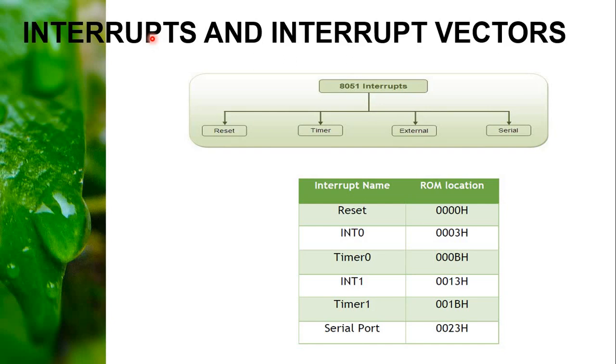To access these interrupts, we have some addresses. If I want to access the external interrupt, I need to go with RAM location 03H. If I want to access the timer 1 overflow flag interrupt, I need to go with location 1BH. If I want to access the serial port, I need to go with location 23H. Those are the interrupt vectors.